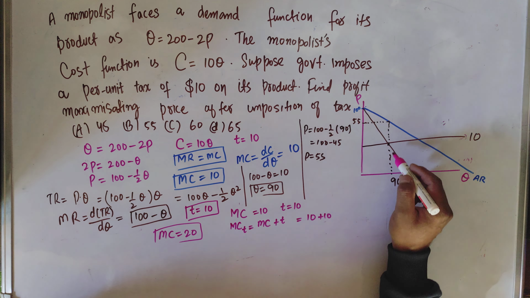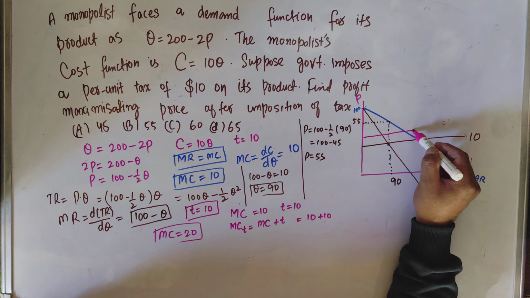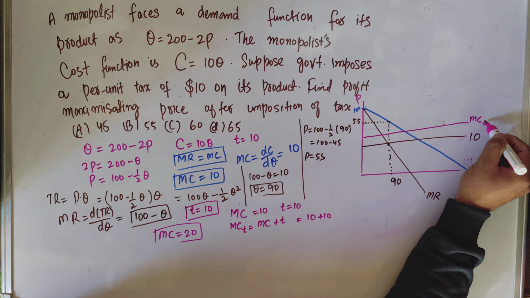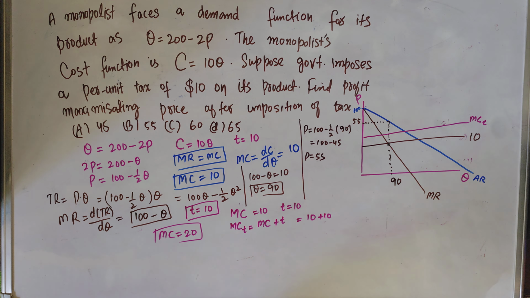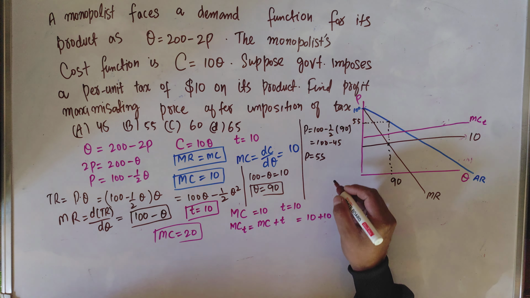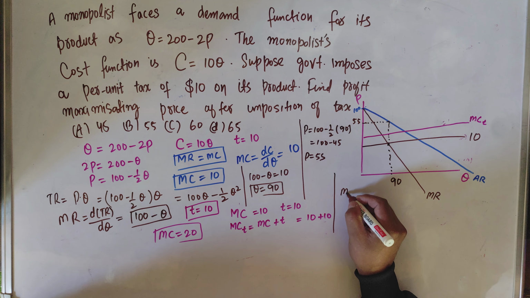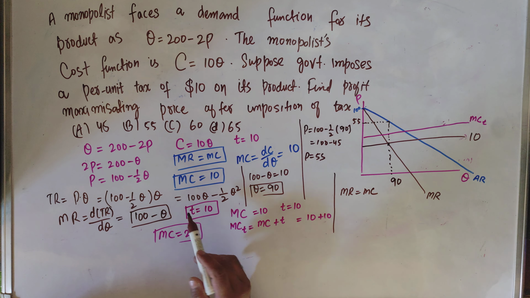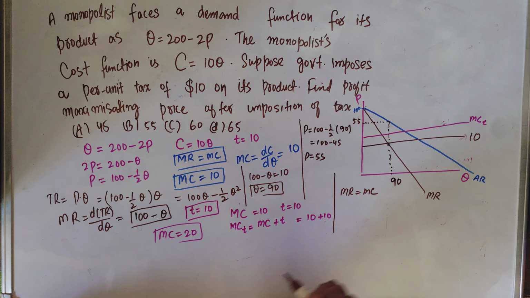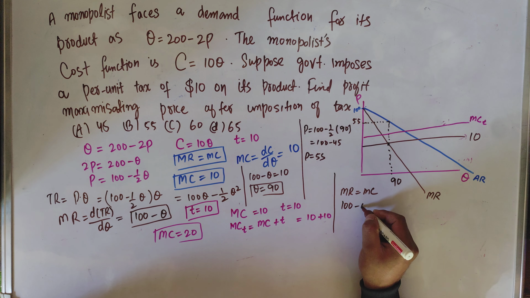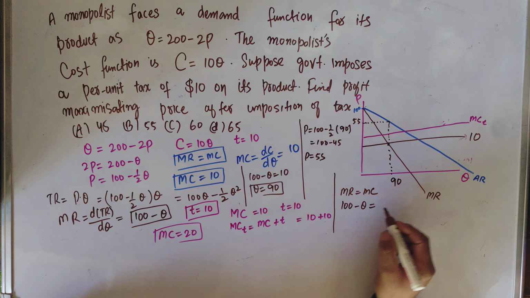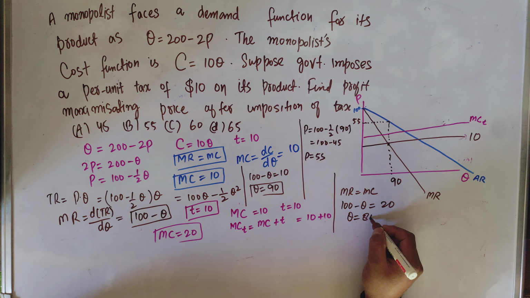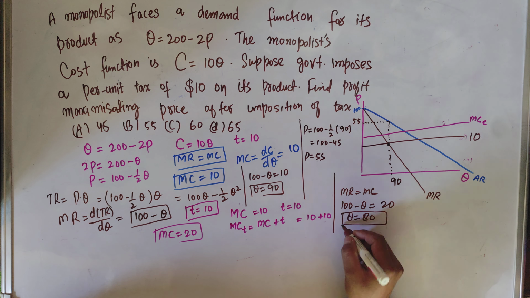So the marginal cost curve will shift up like this. This is our new marginal cost after the imposition of tax. Now again equating marginal revenue with the marginal cost. Marginal revenue is 100 - Q. We equate it with the new marginal cost of 20, which gives us Q = 80.